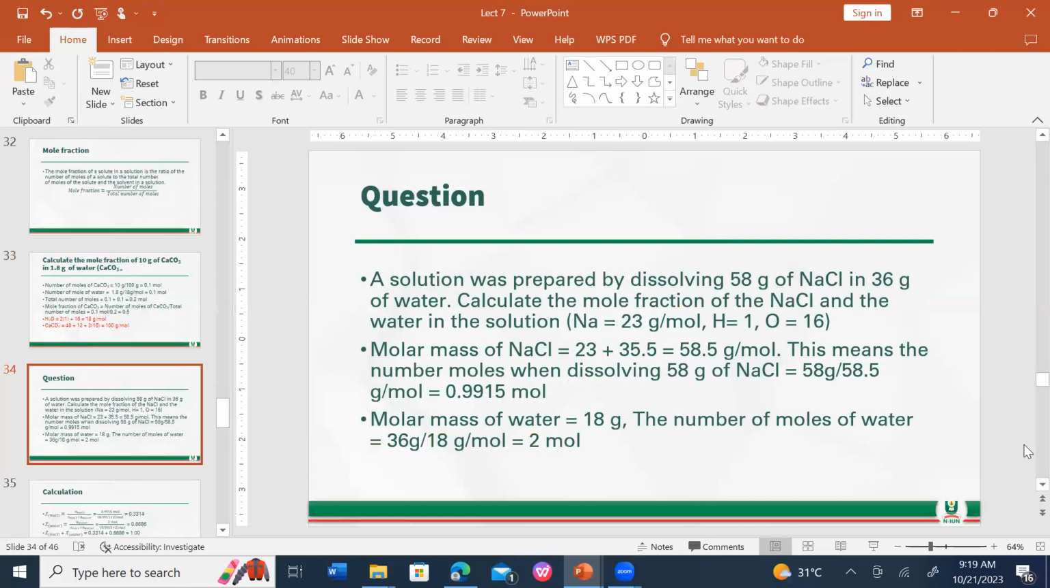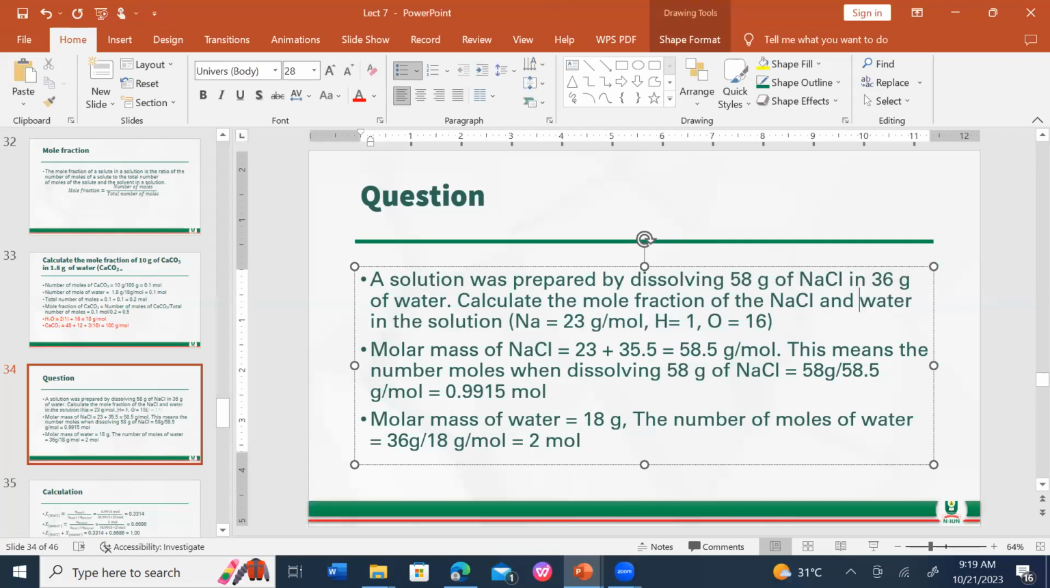Next question: a solution was prepared by dissolving 5 grams of sodium chloride in 36 grams of water. Calculate the mole fraction of sodium chloride and that of water in the solution. You first calculate the number of moles of sodium chloride in that mixture, and then the number of moles of water. The mole fraction of sodium chloride would be the number of moles of sodium chloride divided by the total number of moles, that of the sodium chloride and that of the water.